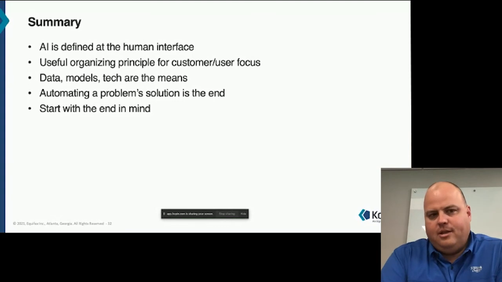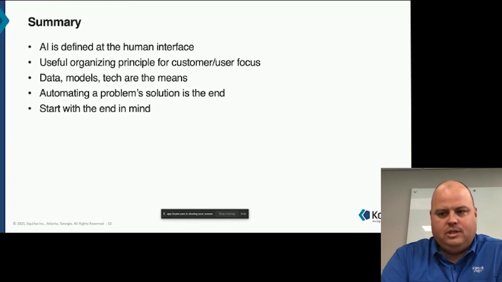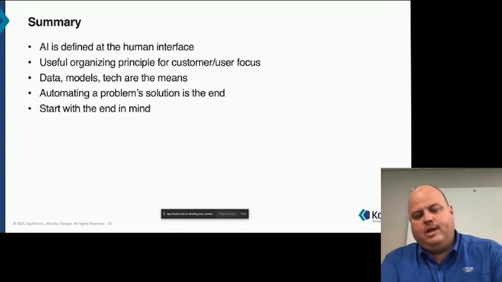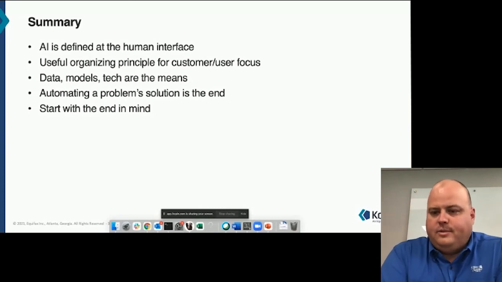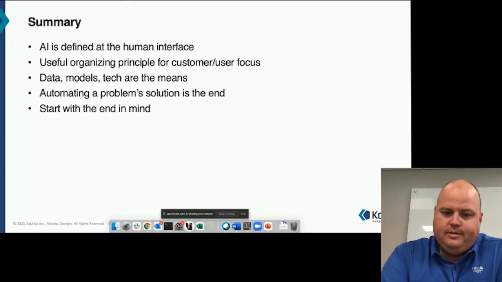Data, models, tech, that's the means. They're really important. You've got to have smart people who know how to do them, but nobody cares. Automating the solution, that's the end. And you should start with the end in mind. You need to know what you're trying to accomplish, because solving for a general artificial intelligence solution is, as we all know, a pipe dream. But solving for specific, narrowly defined problems that have high customer value is achievable with the technology that we have. And that's what I've got, and I'm happy to answer questions.